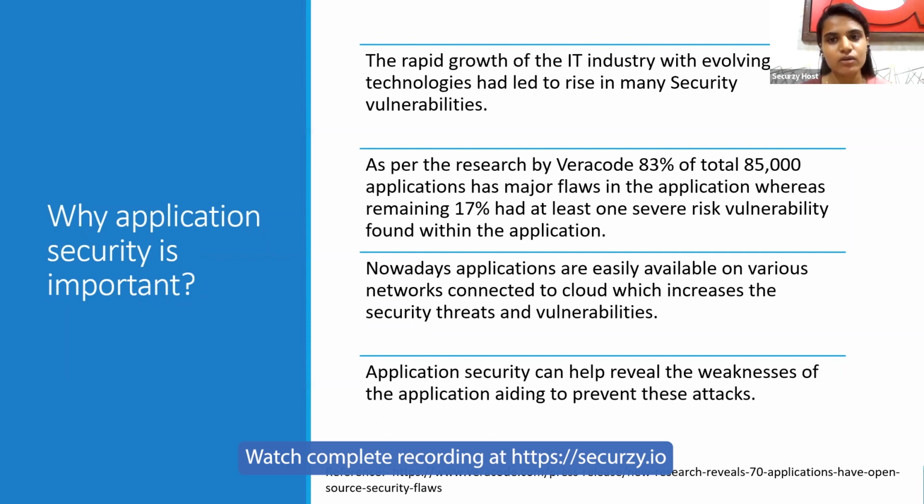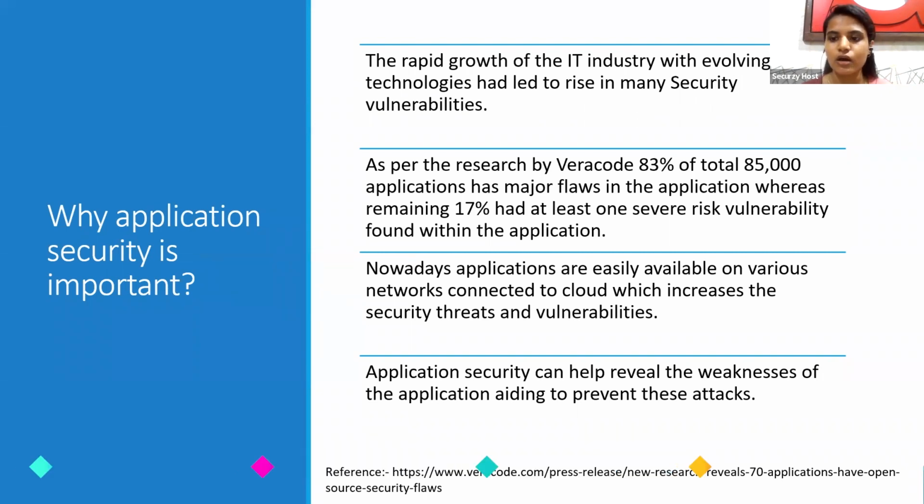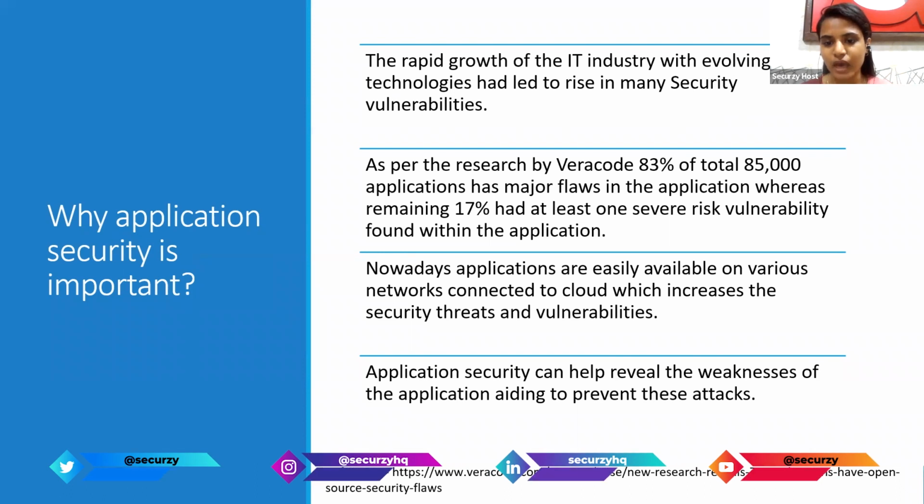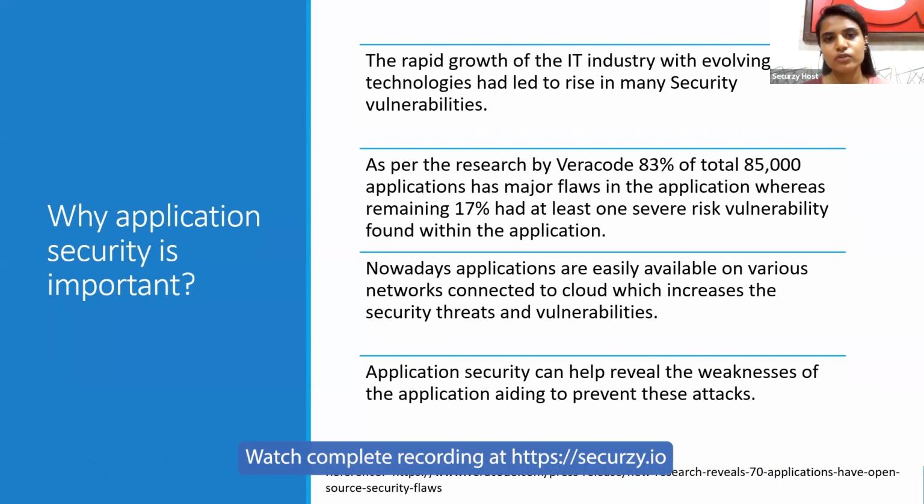With these evolving technologies, we also have other security vulnerabilities rising, right? Why? Because we are humans, and humans tend to make mistakes, maybe not following appropriate code practices, or not having the awareness that writing this sort of code could lead to a major security flaw, right? So we have those categorizations when it comes to why web application security is important. There was research done by Veracode where 83% of a total of 85,000 applications were found vulnerable to major security flaws.